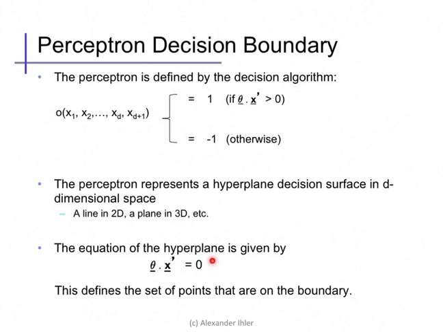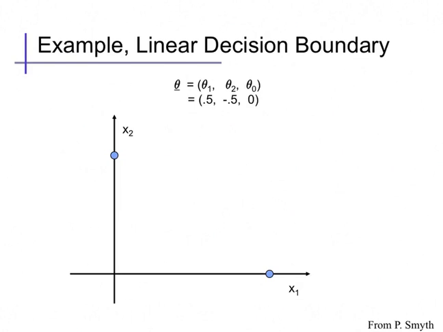Specifically, it's given by solving for that linear response equal to 0. So here's a quick example of computing the decision boundary for a model with 2 features. Suppose our parameter vector is given by 0.5, -0.5, 0. Clearly for this point, if x2 is positive and x1 is 0, then our response will be negative. So our prediction will be class -1. At this other point, x1 is positive and x2 is 0, so our response will be positive.